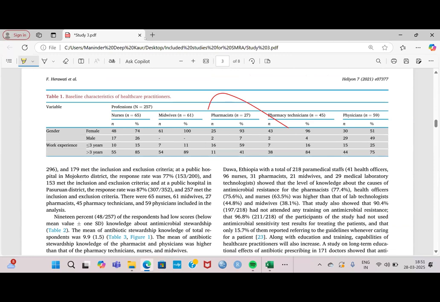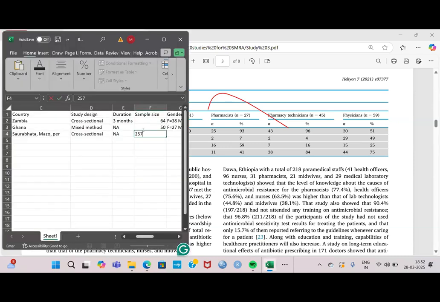So next is the sample size. How much sample size they have taken. So this is very important. So they have taken a total number of 257 participants. So that is the total number of participants or the total healthcare workers. So 257 is there. So I will enter here.